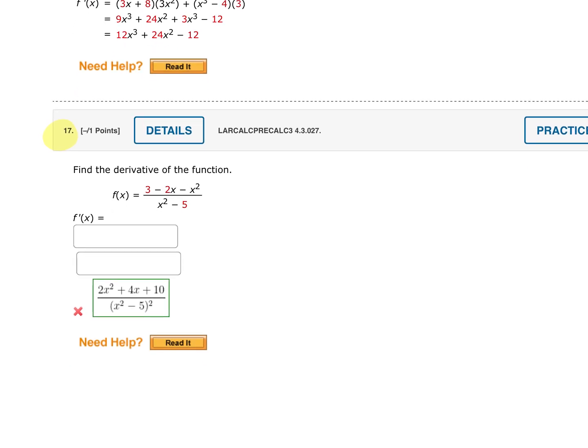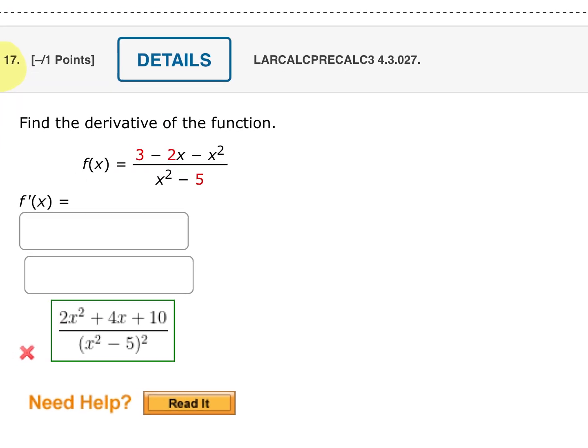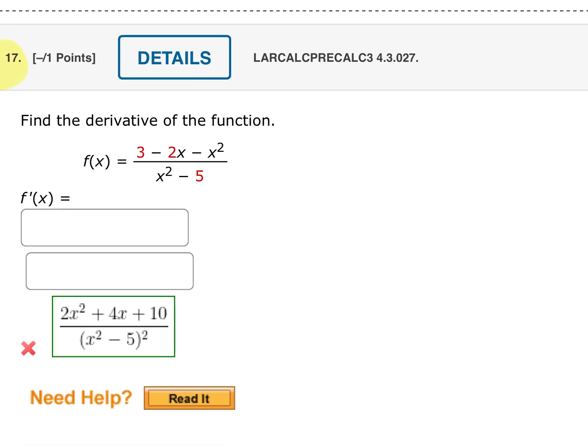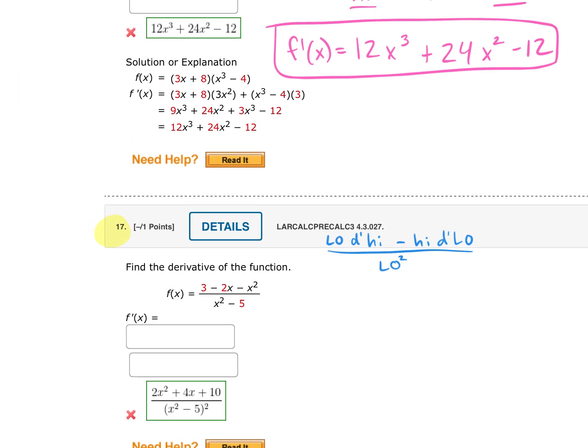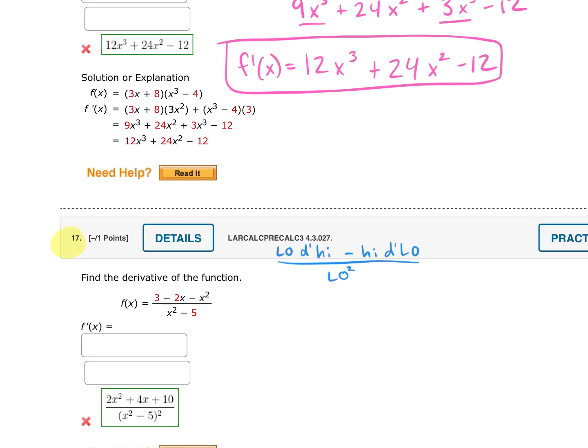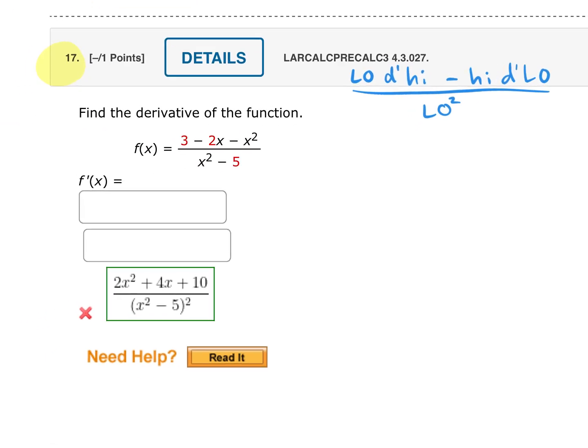All right, 17, we want to find the derivative of the function. So here we're dividing, so we want to use our quotient rule. So low d high minus high d low over low squared. It'll just say find the derivative. But you can tell by the way it looks, if you're dividing like a function like 17, you're going to have to do the quotient rule. Like 17, there's no other way of getting around it.